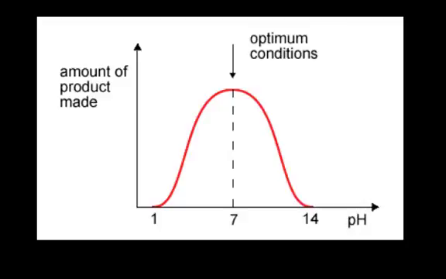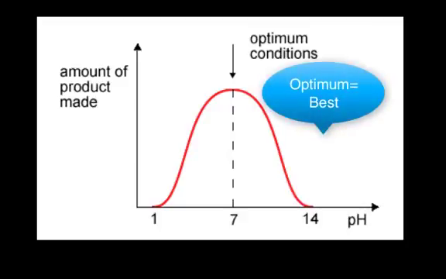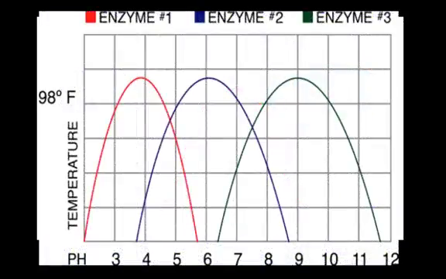Enzymes like to work under certain environmental conditions. They're said to work optimally, that is, best under these conditions. But not all enzymes are alike, and they've evolved to work under specific conditions such as pH or temperature, or the combination of the two conditions, as shown by this graph, showing 3 different enzymes and their optimal conditions.